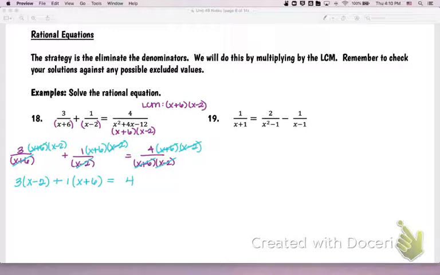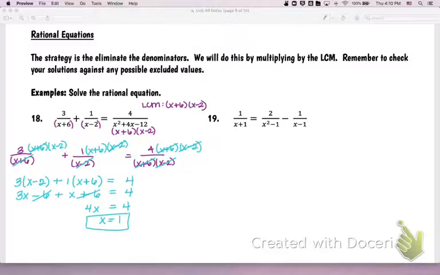Now this is an equation that we know how to solve. So we get 3x minus 6 plus x plus 6 equals 4. Those make 0. So we get 4x equals 4, which means that x equals 1. Is 1 one of our excluded values? No. So that is the answer.